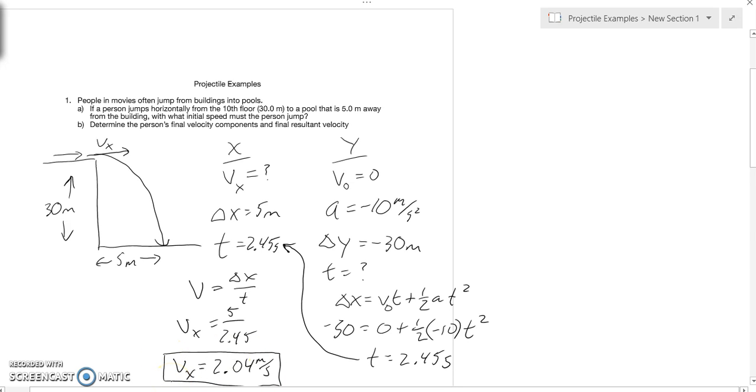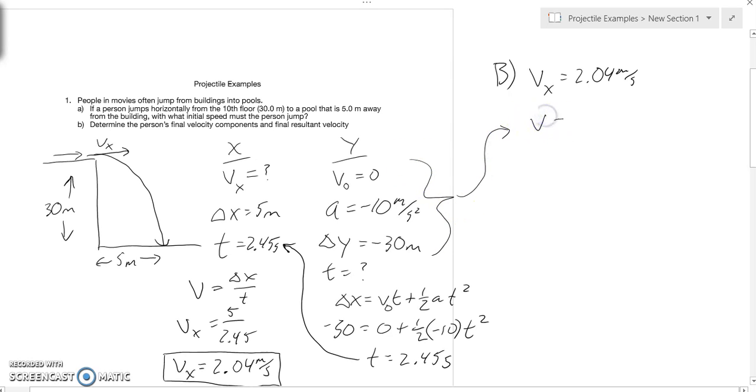So that's part A. Part B, determine the person's final velocity components and the final resultant velocity. Okay, well, we just talked about the velocity in the x direction is always constant, so the final velocity in the x will be 2.04 meters per second, always the instant before it hits. If we're talking after the person hits the water, then other physics is going on there, and we can't call that 2.04 anymore.